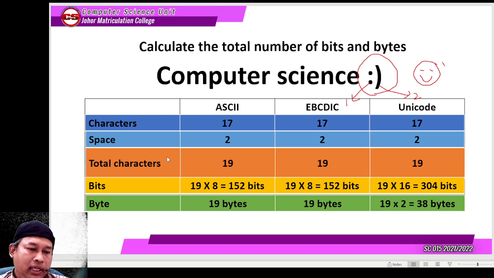Bits must be multiplied by 8, because ASCII uses 8 bits and EBCDIC uses 8 bits. So 19 times 8 is 152. And then for Unicode, you must multiply by 16 because Unicode uses 16.